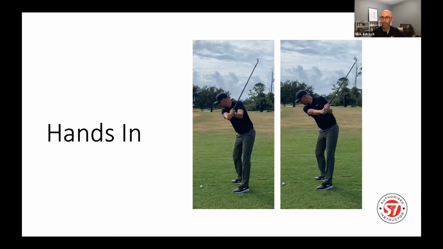Also from a curve standpoint, getting the hands in on the backswing sets you up to hit a draw. I see the player on the left-hand side with their arms moving down the target line quite often in golfers who cut across the ball and lack distance. So hands in would be another 2 words.